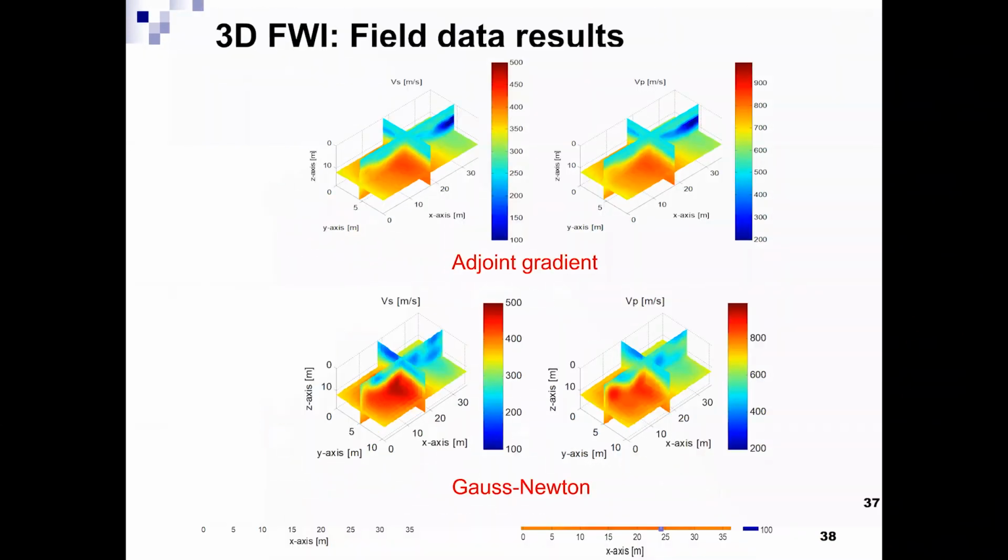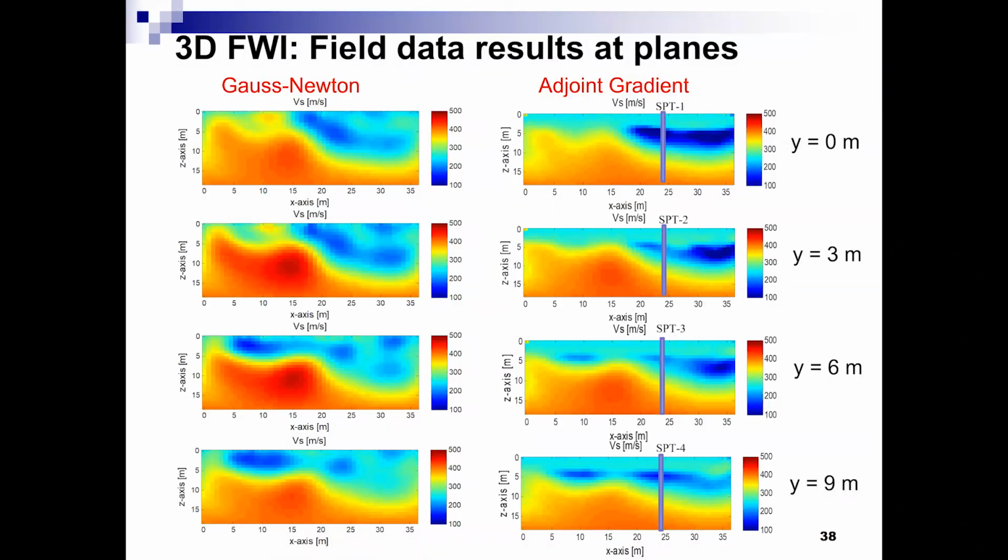Next, here's the comparison in 2D for different planes. This is the 3D result, but I show it in a different plane. So you can see the low velocity zone here from karst. Adjoint and Gauss-Newton are also similar, I would say. Shallow rock here and deeper here. So we have a low velocity zone around the chimneys, but there's no void.